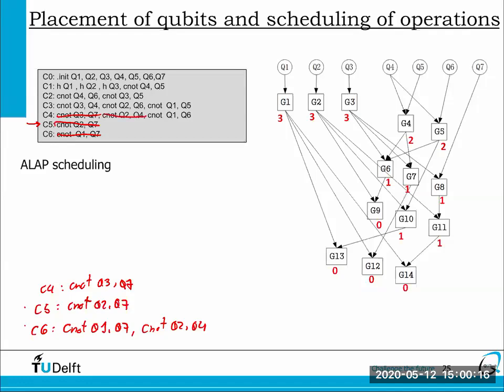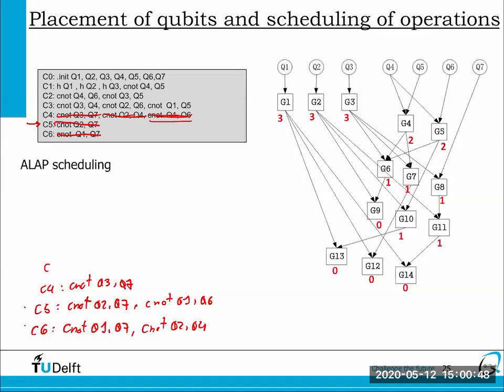What about Q1, Q6? Where can I put this one, Q1, Q6? In cycle 5, I think. In cycle 5, yes. I cannot move it to cycle 6 because Q1 is here, right? So I cannot put those two, so I leave it there. Good, I'm done with this cycle.